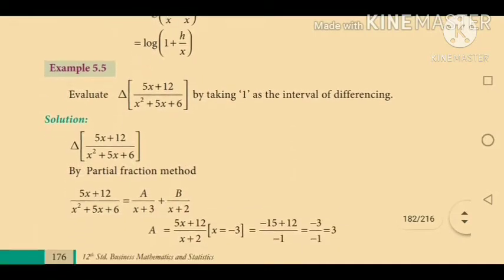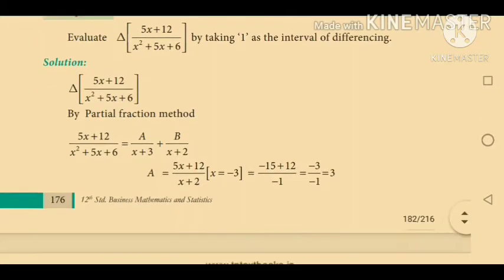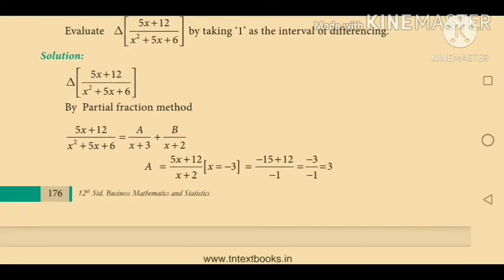Next, in the same model, we are going to see 5.5. Okay, delta of (5x plus 12) divided by (x square plus 5x plus 6), taking 1 as the interval of differentiating. Delta f of x equals (5x plus 12) divided by (x square plus 5x plus 6) by the partial fraction method. Already you know how to find the partial fraction.